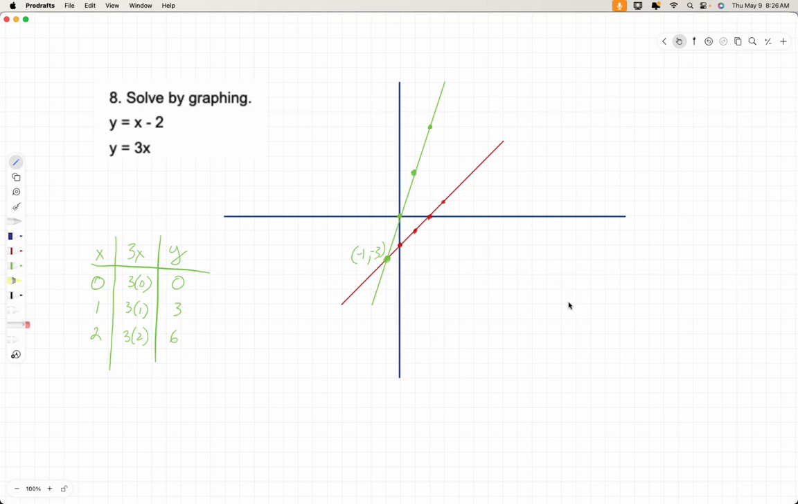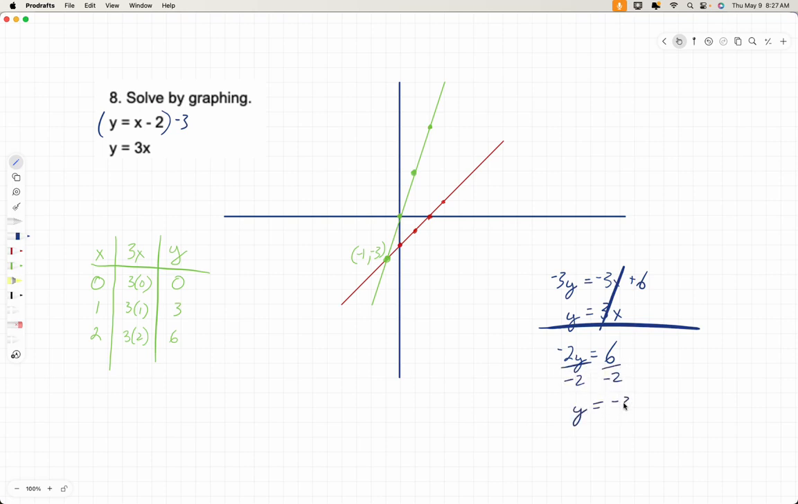Now that was substitution. If I used elimination, I would have to multiply this by -3. So then that would be -3y equals -3x plus 6. If I multiply this all by -3, right? Then that would give me y is equal to 3x. Right? Now I just multiply the top one by -3. So then these would cancel, and I would have -2y is equal to a positive 6. Divide both sides by -2. Y is equal to -3.